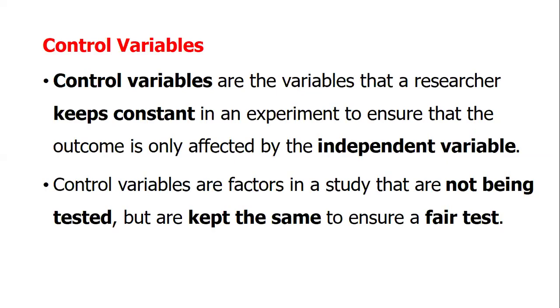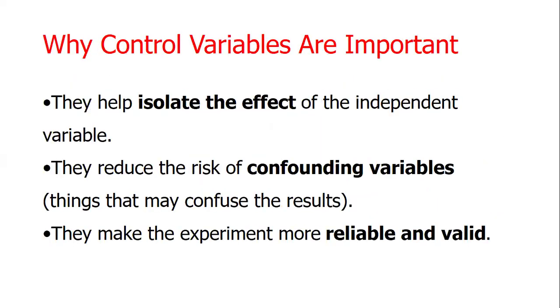Control variables. Control variables are the variables that a researcher keeps constant in an experiment to ensure that the outcome is only affected by the independent variable. Control variables are factors in a study that are not being tested but are kept the same to ensure a fair test.